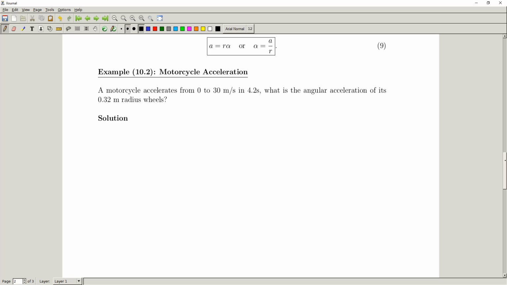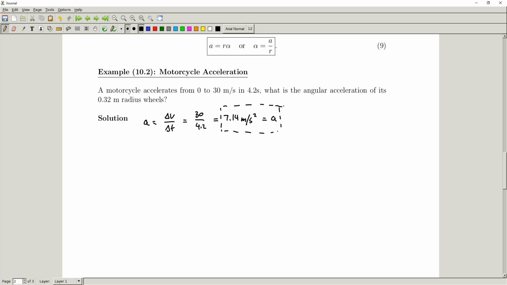Let's start off here. We're told that the acceleration this motorcycle is experiencing is going to be equal to the change in velocity over the change in time, right? The change in velocity is 30 meters per second, and the change in time is 4.2 seconds. If we do that calculation, we can see that our linear acceleration is going to be 7.14 meters per second squared. I'll just rewrite it here. This is our linear acceleration.